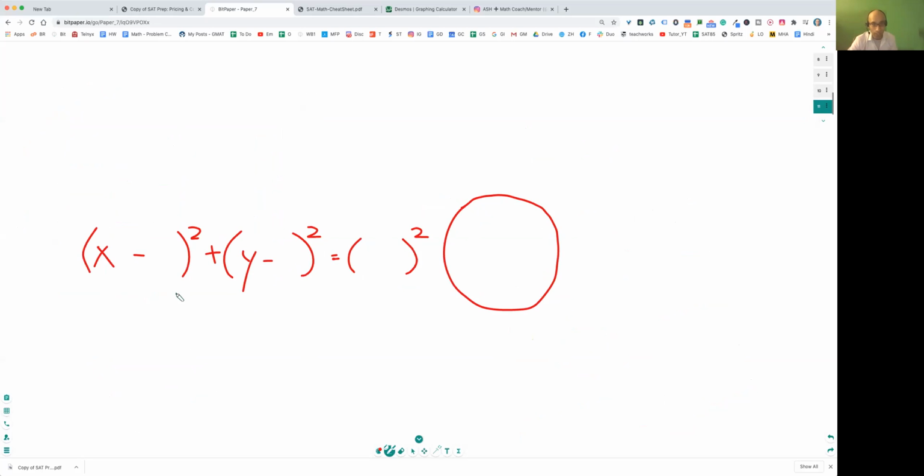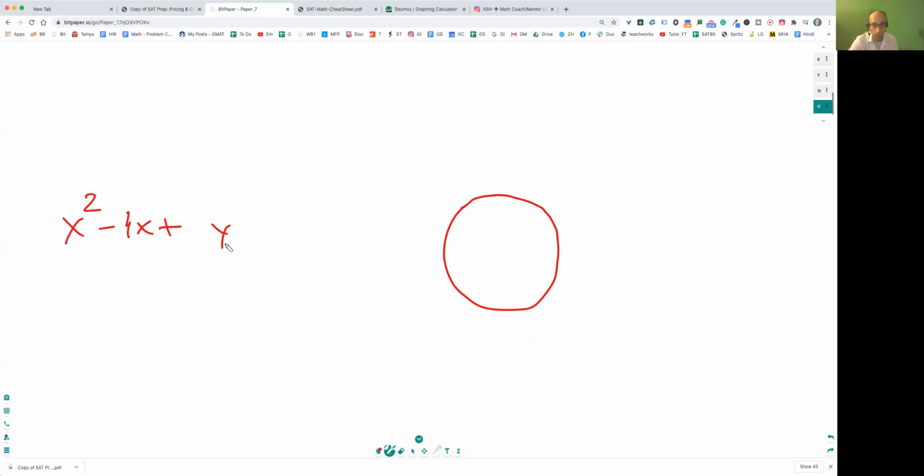So here's the deal. You know how to solve this problem, right? But now what about this one? x squared minus 4x plus 2 plus y squared minus, let's say, 24y is equal to whatever. Now the hack is, if you want to find the center, watch this video carefully, this ending part, right?